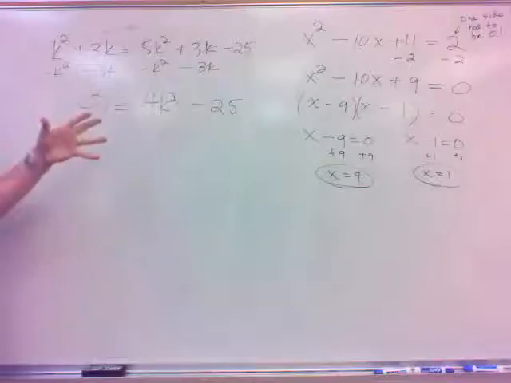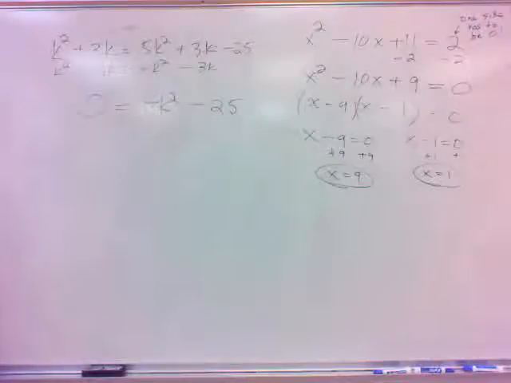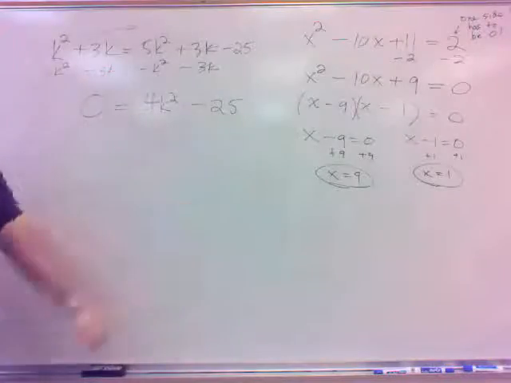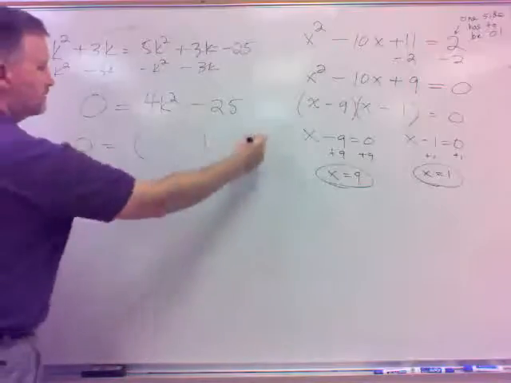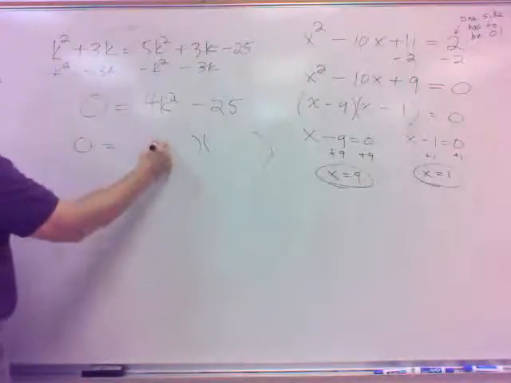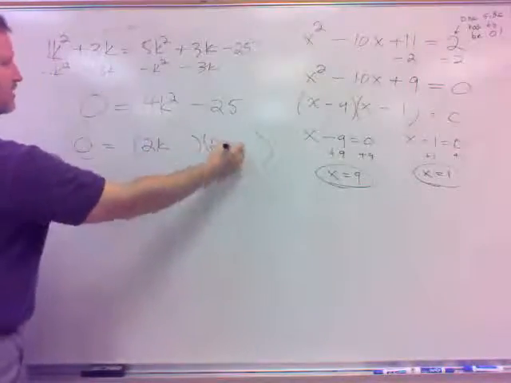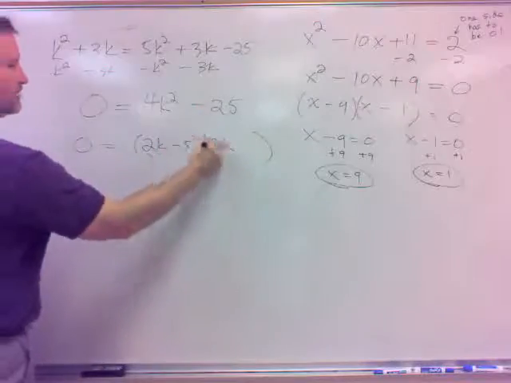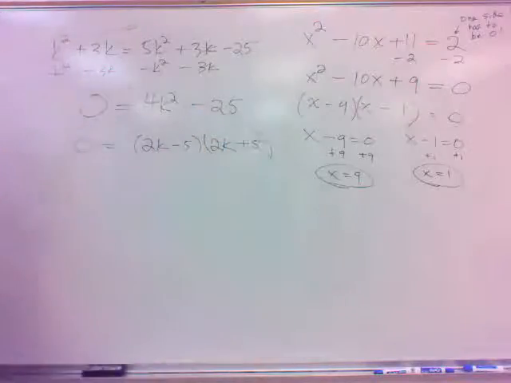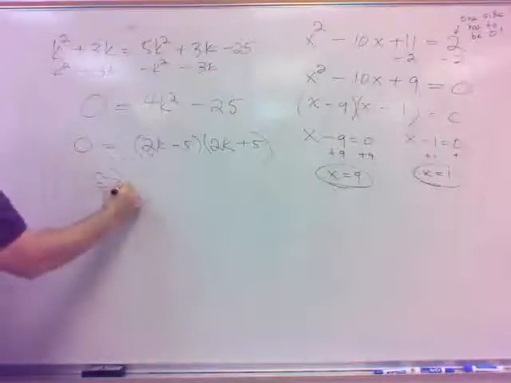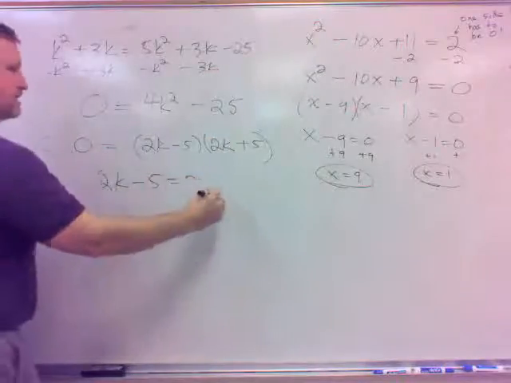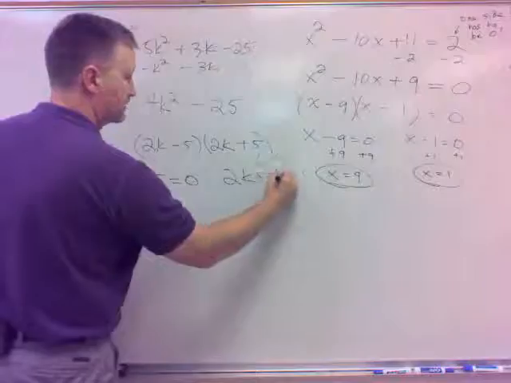This is another type of factoring, isn't it? How do I factor 4k squared minus 25? It's squares, isn't it? Difference of squares, 2 squared and 5 squared, so yeah. Two binomials, 4k squared is 2k and 2k, and the minus 25, so I'm going to do minus 5 plus 5. Now we've got factors equal to 0, so set those things separately equal to 0.